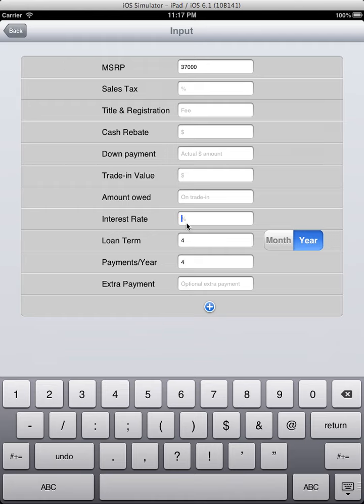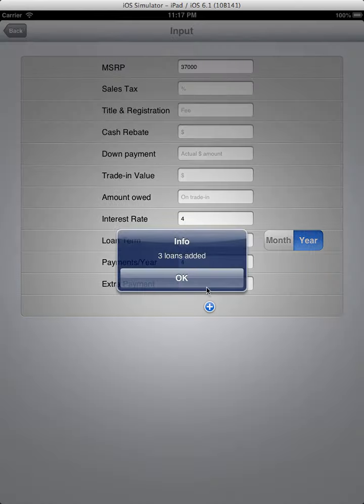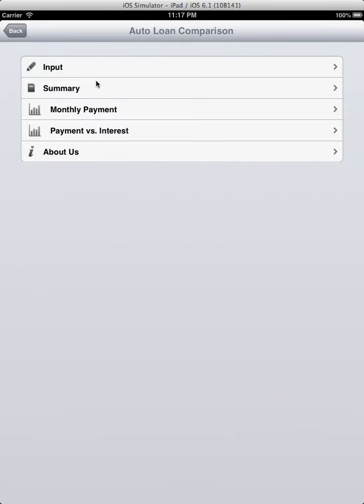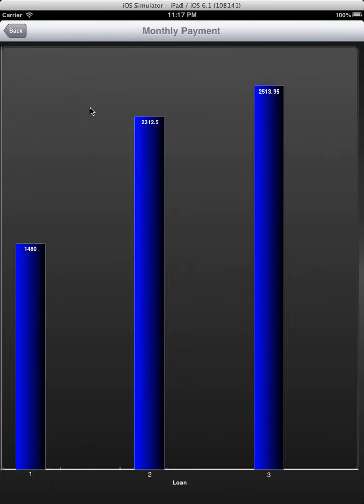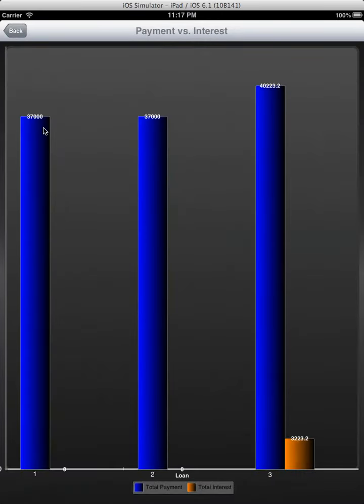Okay, looks like I forgot to add the interest rate, so let's do that. And now you can see there is a big difference.